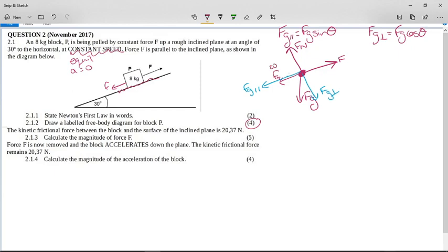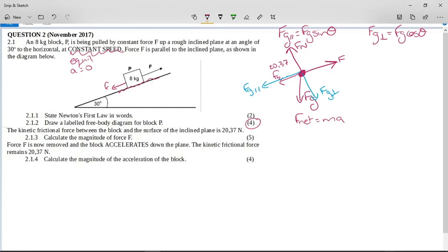So this Fk is 20,37 newtons. It says calculate the magnitude of force F. So it's at constant speed. The first thing we're going to do is say F net equals ma. For 1 mark, write the formula.